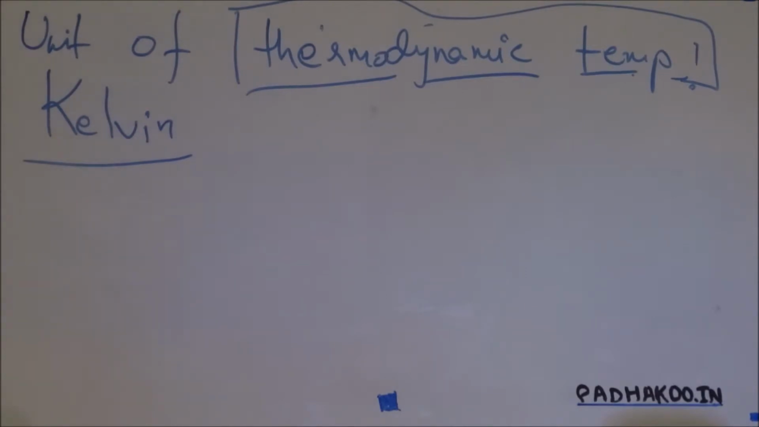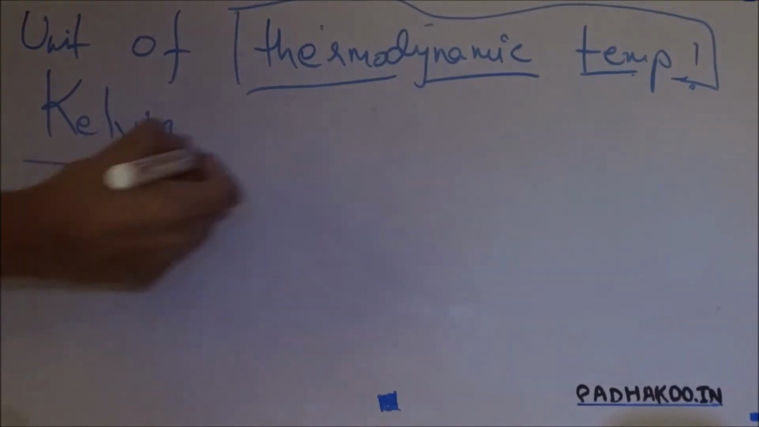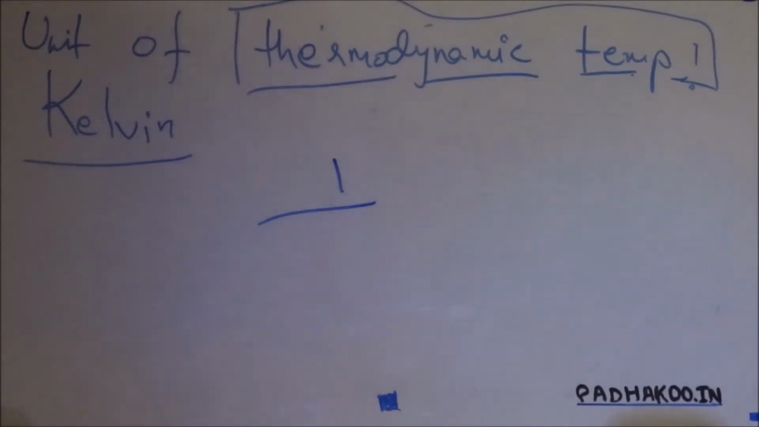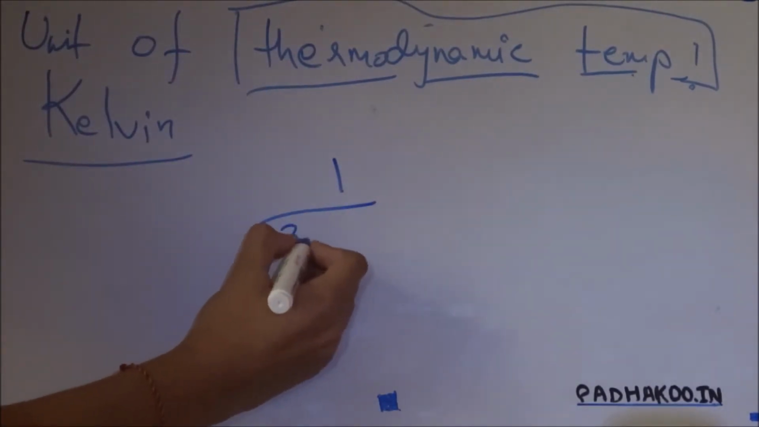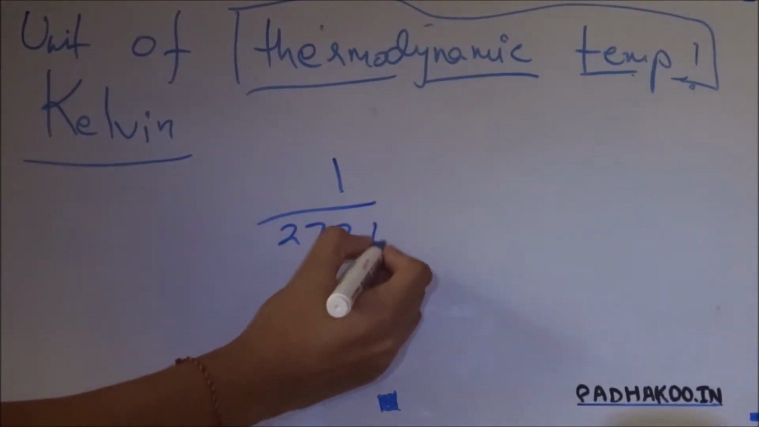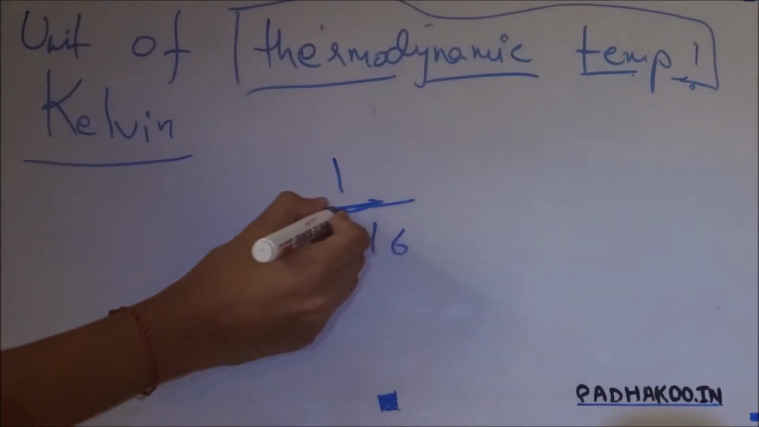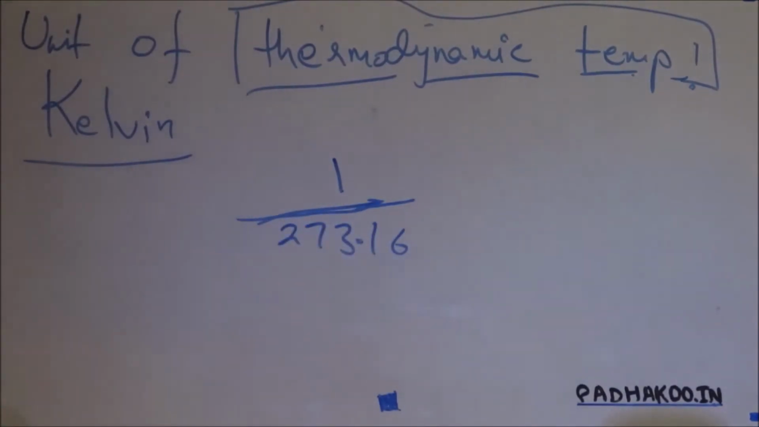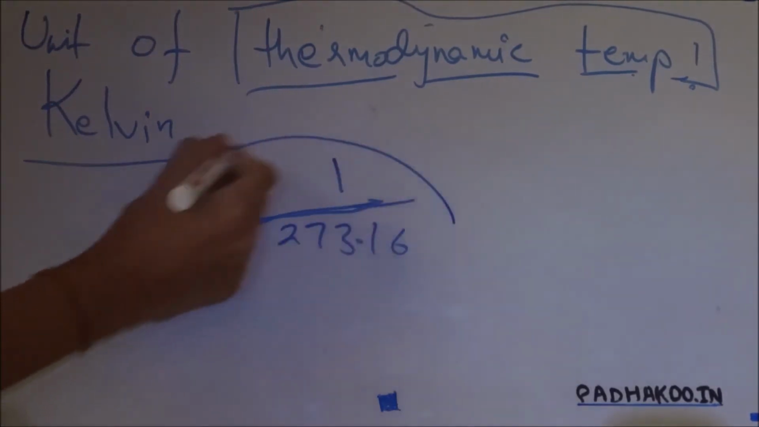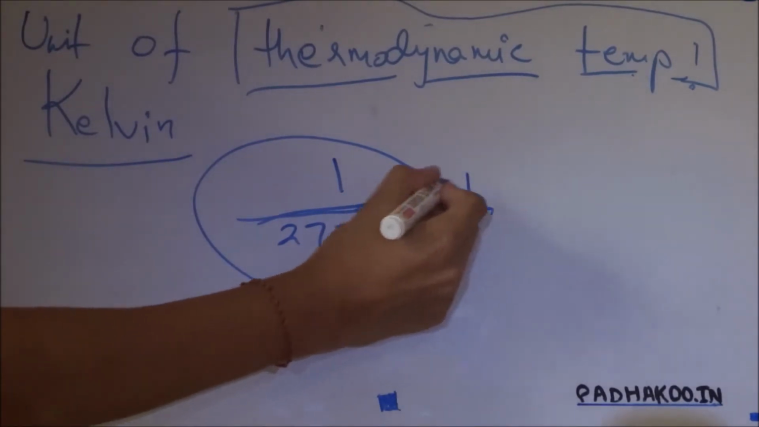Now Kelvin is the fraction of 1 upon 273.16, that is 1 upon 273.16 of the thermodynamic temperature of the triple point of water. Now this is equal to this of the triple point of water.